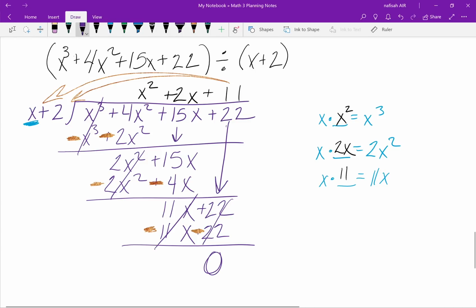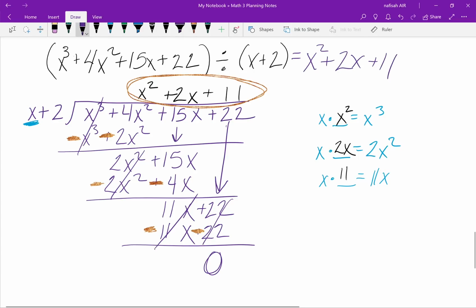If there was a remainder, then I would have to put plus the remainder over x plus 2, if there was a remainder. But this is my answer right here. That means that x cubed plus 4x squared plus 15x plus 22 divided by x plus 2 equals x squared plus 2x plus 11.